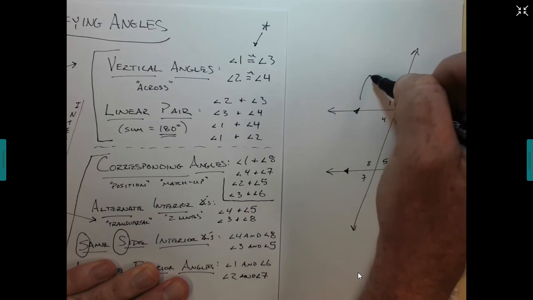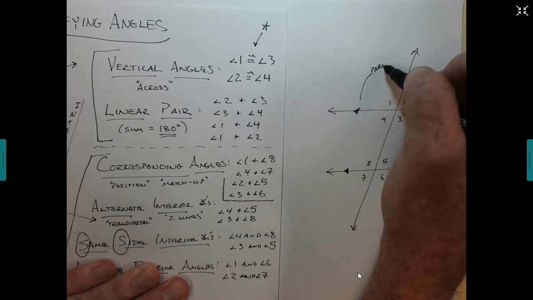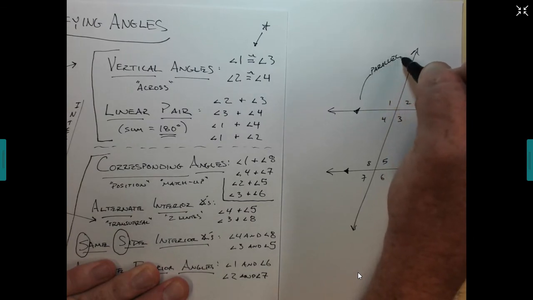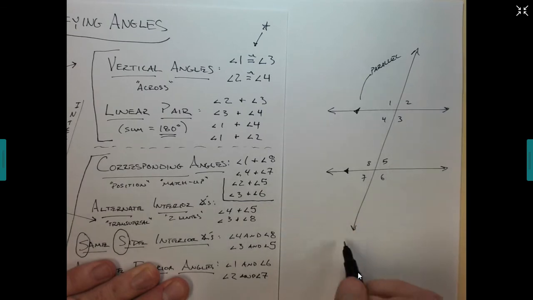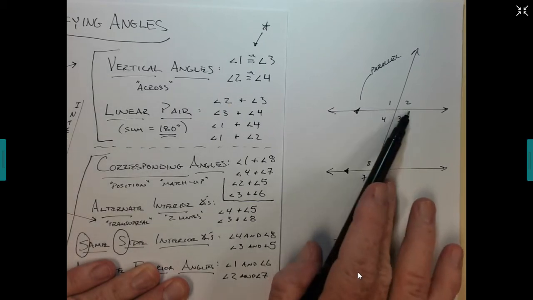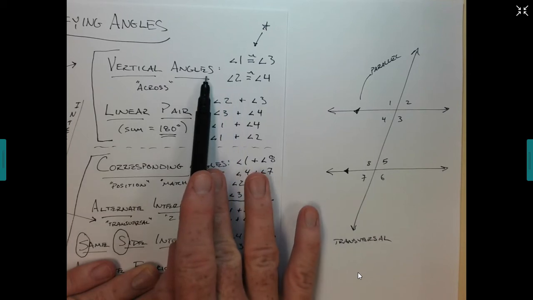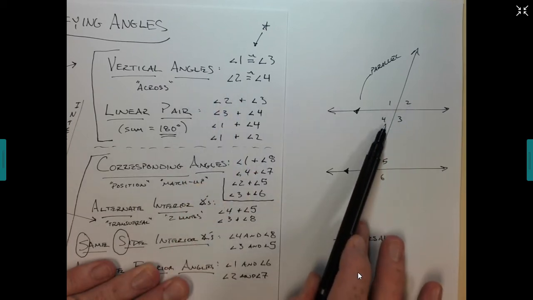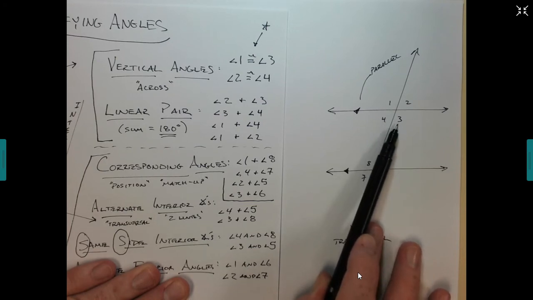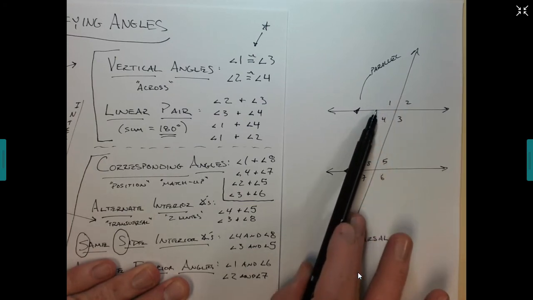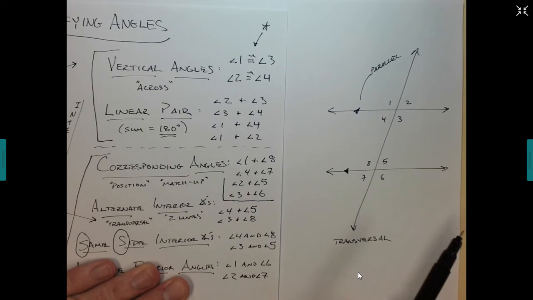So if I now know my lines are parallel, and I have two parallel lines, and I still have my transversal, now I actually know a whole bunch more going on. I still have vertical angles. 2 and 4 are still going to be congruent. 3 and 4 are a linear pair. They're going to add up to 180 degrees no matter what. But now these four angles have a relationship with these four.